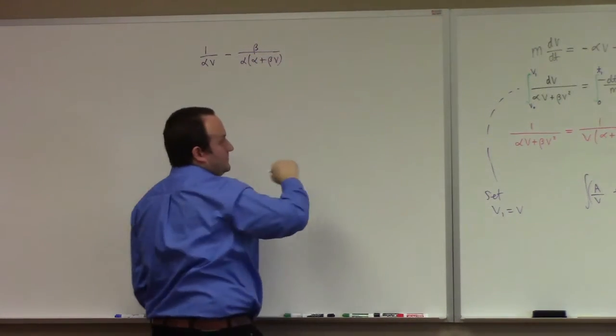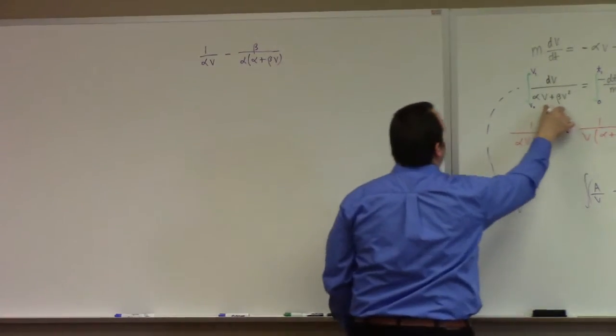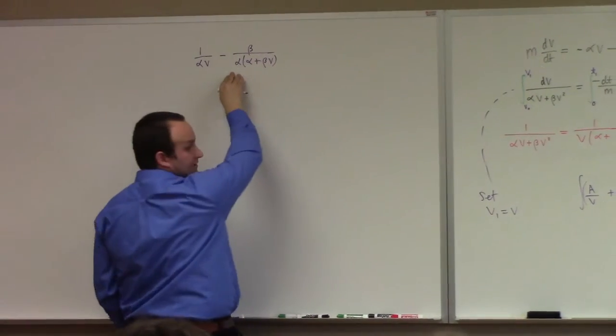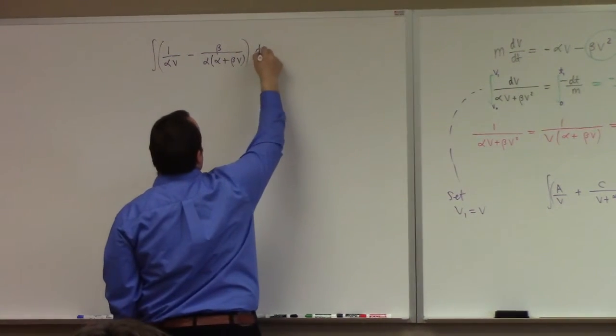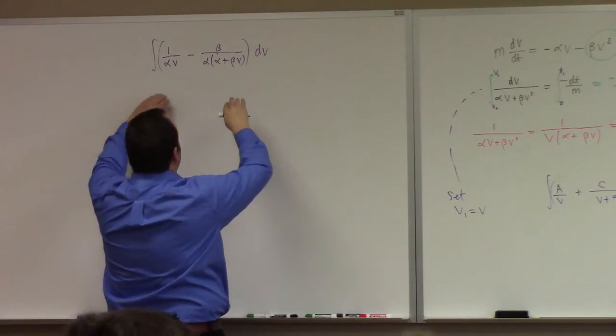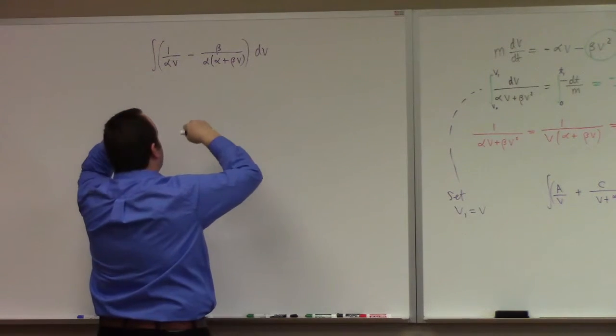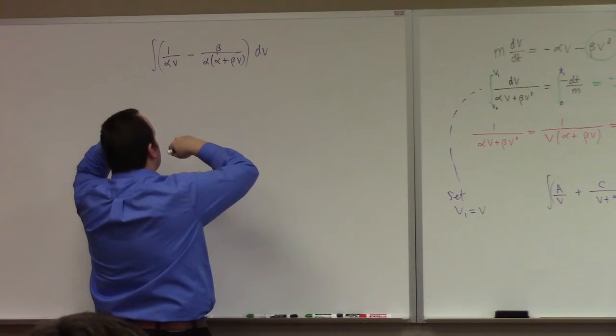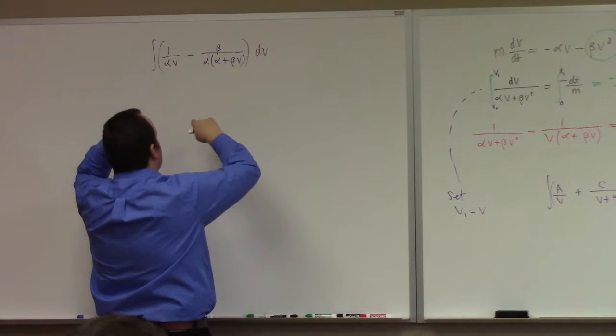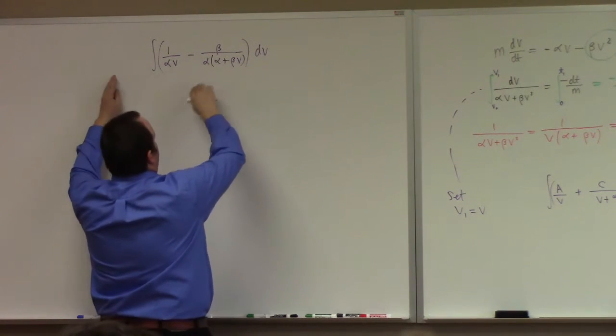So that's what this is equal to. Is that right? All right, let me just check you on that real quick. Okay, so if I make a common denominator, let's see here, I can just factor the alpha out, right?